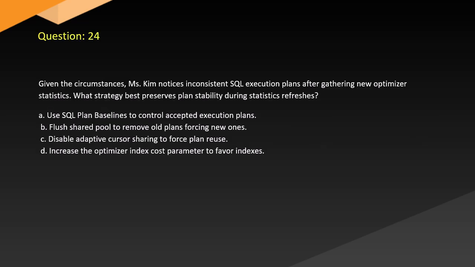Question 24. Given the circumstances, Kim notices inconsistent SQL execution plans after gathering new optimizer statistics. What strategy best preserves plan stability during statistics refreshes? A. Use SQL plan baselines to control accepted execution plans. B. Flush shared pool to remove old plans, forcing new ones. C. Disable adaptive cursor sharing to force plan reuse. D. Increase the optimizer index cost parameter to favor indexes.